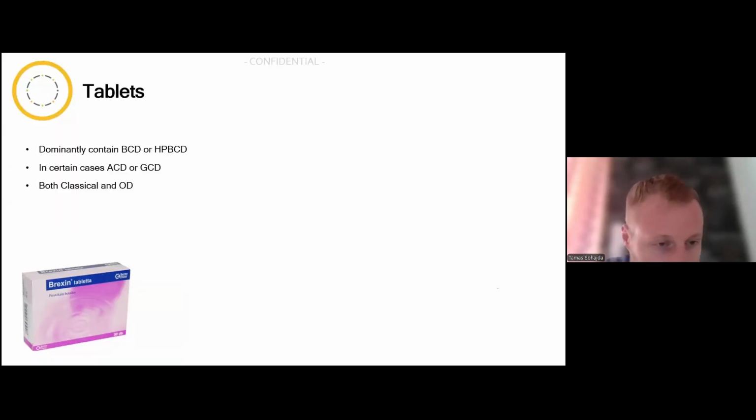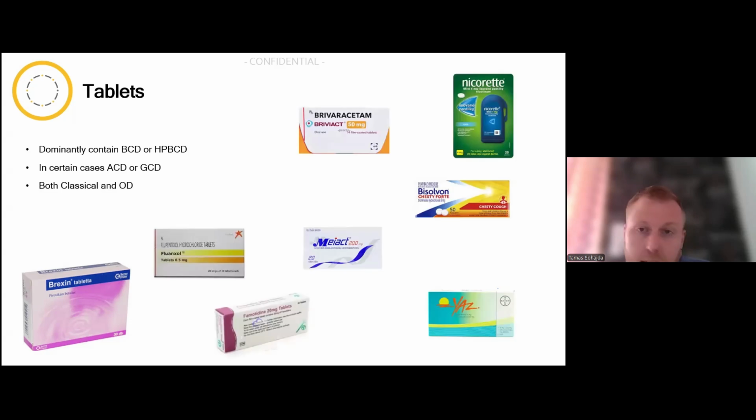But what's there on the market? So the first one was Brexin, so it's a piroxicam formulation. Tablets are dominant in this field, so over 50% of the oral formulations are still tablets, mainly done with beta and hydroxypropyl beta cyclodextrin, in some cases alpha and gamma. There are both classical tablets and orally disintegrating versions. So the piroxicam was the first one. The peculiarity here is that this became, of course, a very popular product.